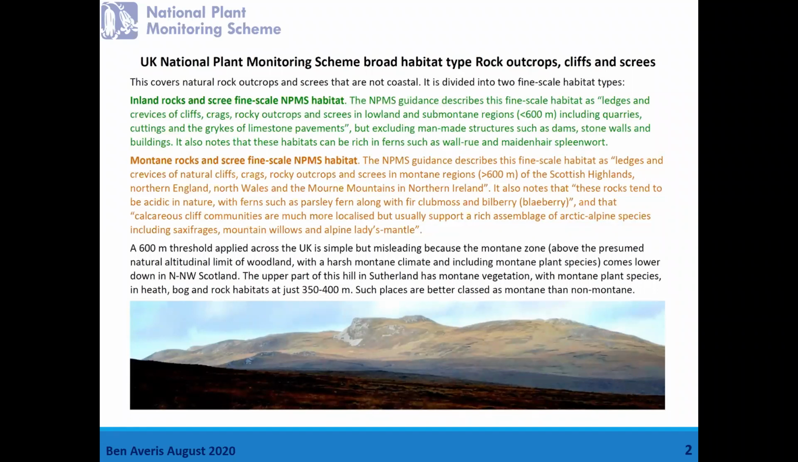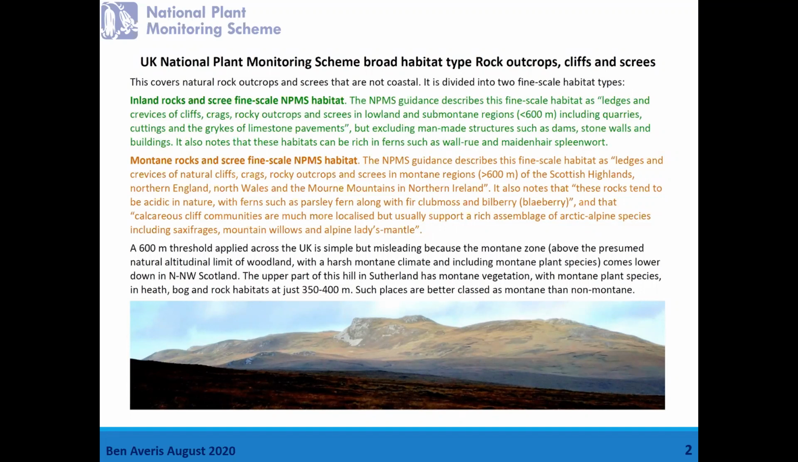So what it is, all kind of rock habitat, basically, that's not coastal. Rock and scree that's not coastal, otherwise the coastal stuff comes into that maritime cliff and slope fine scale habitat of the NPMS coastal broad habitat. But there's still a lot of variation here, and the NPMS divides it into two fine scale habitats. Basically, one is montane and the other one isn't. The one that's not is called inland rocks and scree, and the one that is montane is called montane. They're both inland, of course.